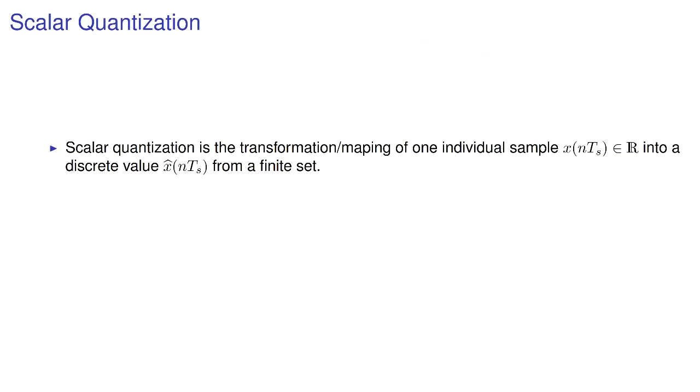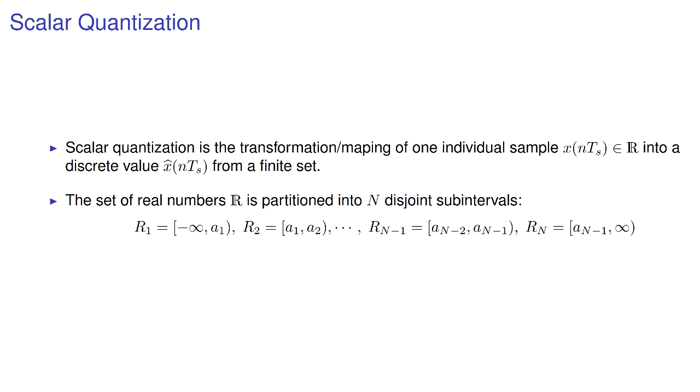Scalar quantization is basically a transformation or mapping. It is a nonlinear function: the quantized value is a function of the input, but it's just a staircase function. It is the mapping of one individual sample into a discrete value from a finite set. So what happens is that you get the set of your values.